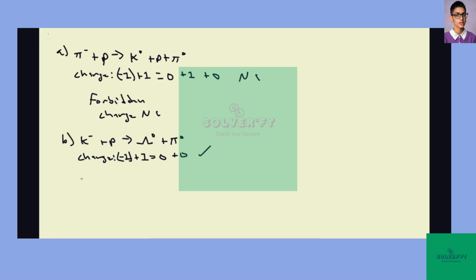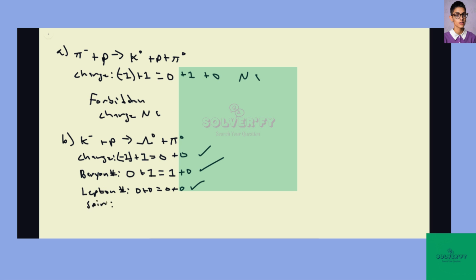Now let's look at baryon number. So the kaon is not a baryon, so it's 0, plus 1 for the proton, which is a baryon, is equal to 1 for the neutral lambda, plus 0 for the pion, which is not a baryon, so that's also conserved. Let's look at lepton number. None of these are leptons. Okay, so that's conserved.